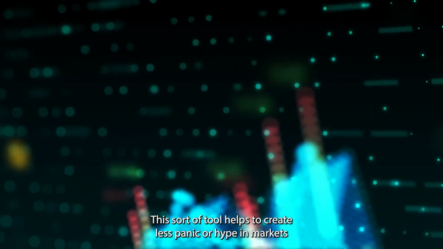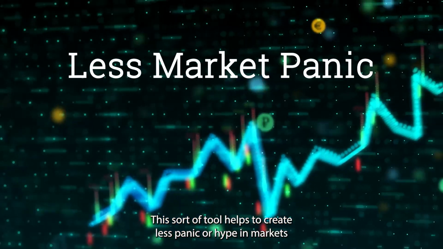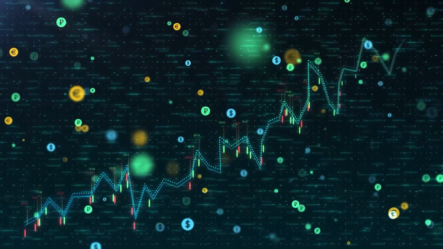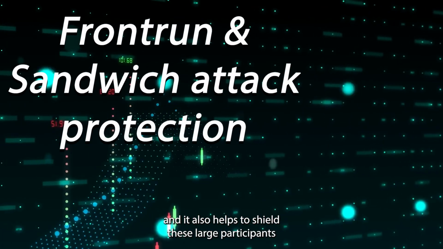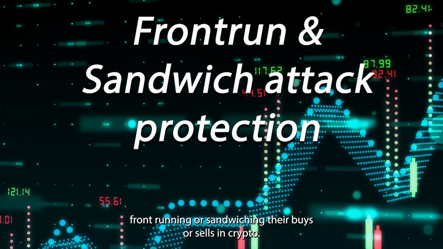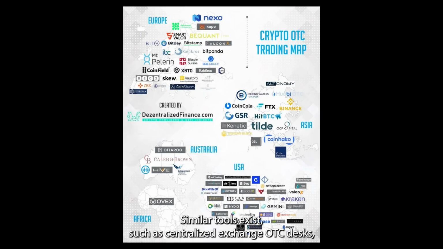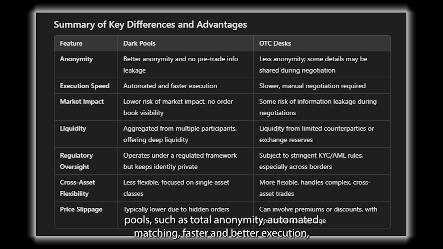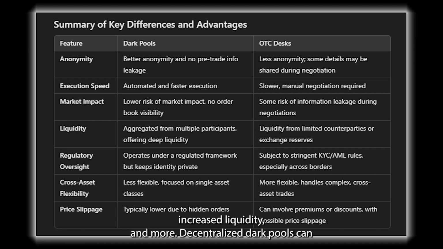This sort of tool helps to create less panic or hype in markets when large market participants are exiting or entering positions, and it also helps to shield these large participants from getting their positions attacked by users front-running or sandwiching their buys or sells. In crypto, similar tools exist such as centralized exchange OTC desks, but they tend to lose out on some of the benefits offered by dark pools such as total anonymity, automated matching, faster and better execution, increased liquidity, and more.